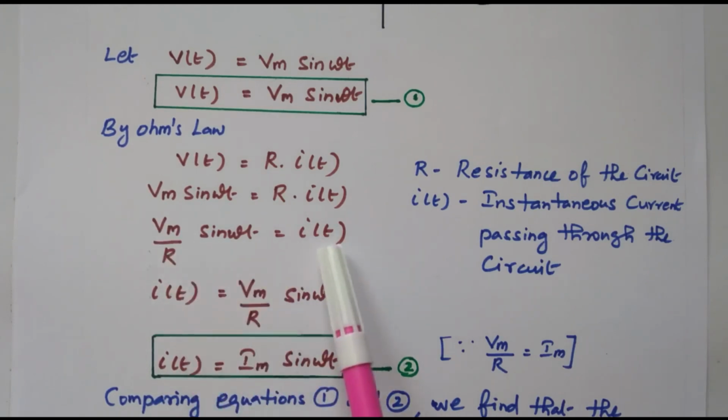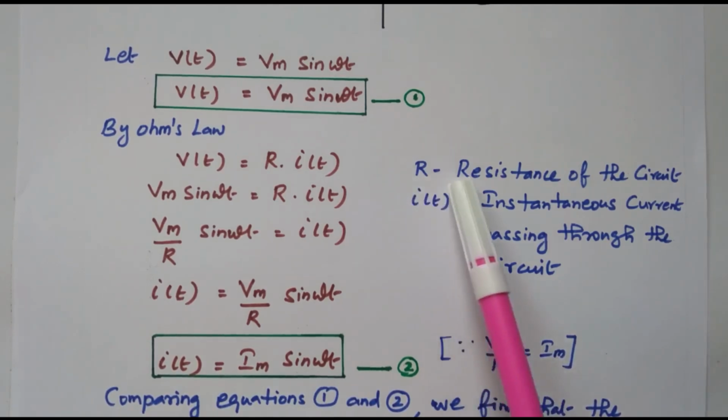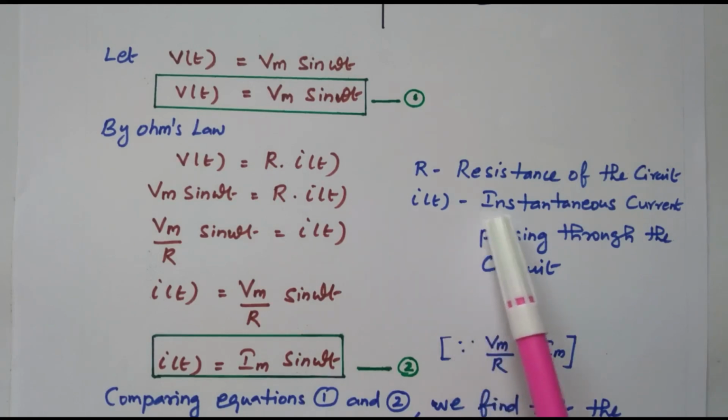Rewriting it like this, i of t equals Vm by R into sin omega t. This term is written on the left hand side, this term on the right hand side. So this Vm by R is nothing but Im. Voltage by resistance, V by R, is nothing but Im. So i of t equals Im sin omega t. Vm by R is nothing but the maximum value of current Im. This R is the resistance of the circuit. i of t is the instantaneous current passing through the circuit. Instantaneous current means the current at a given instant.